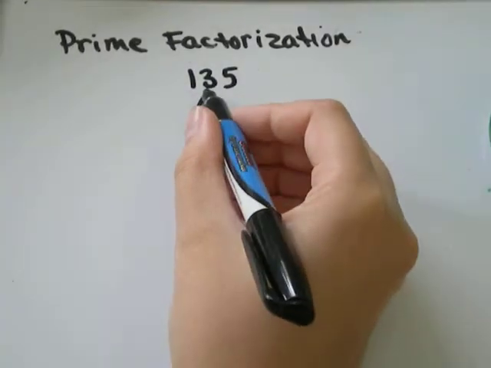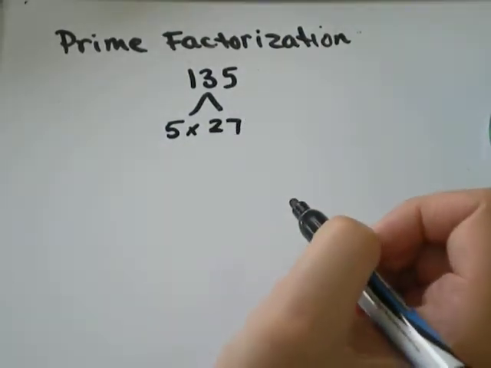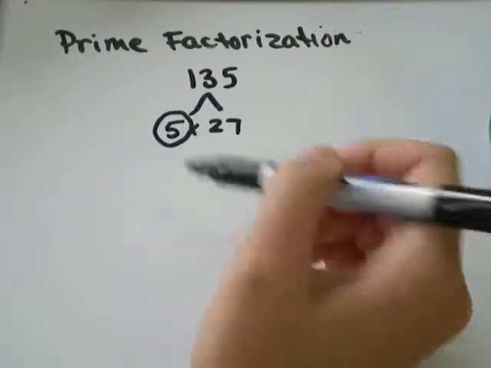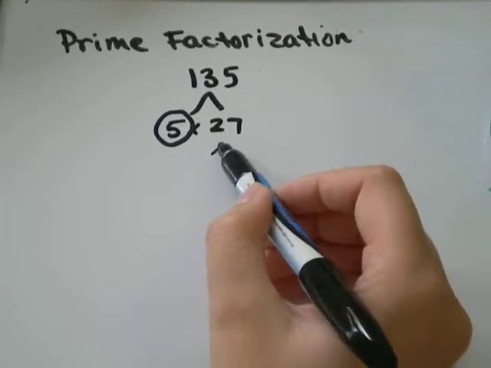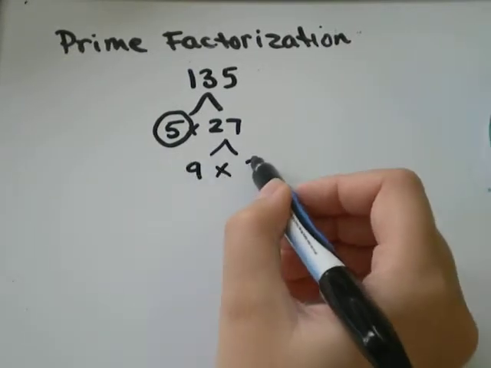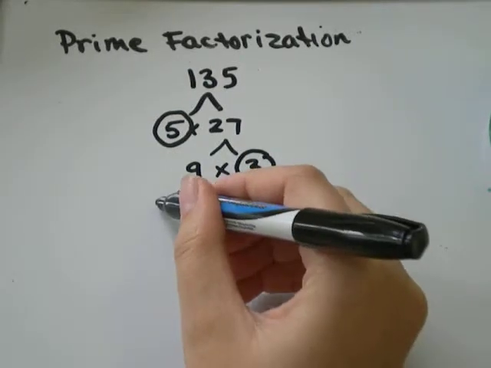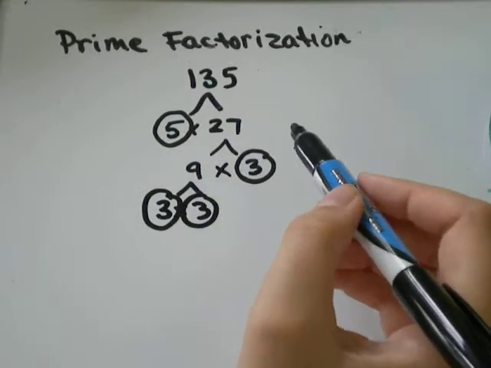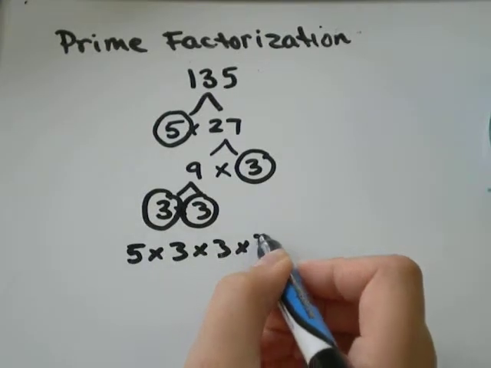So what that tells me is 135, another way of representing that will be 5 times 27. 5 is a prime number. You can't break it apart any further than just 1 times 5, so I'll circle it. 27, even though it's kind of weird looking, it's actually not a prime number. 27 is actually 9 times 3. 3 is a prime number, so we can circle it, and 9 is really 3 times 3. So our prime factorization for 135 would be 5 times 3 times 3 times 3.